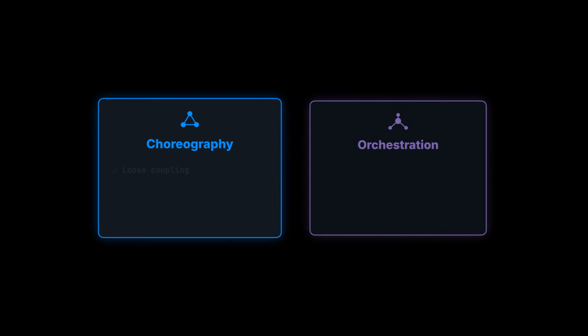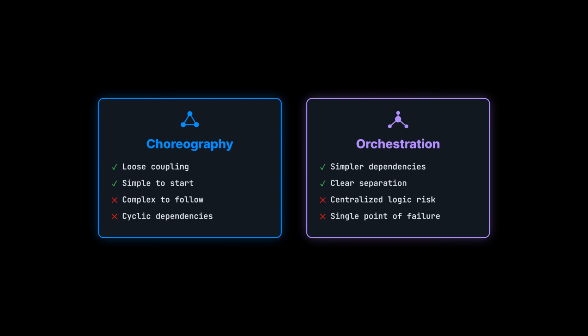So which one should you use? Choreography or orchestration? Honestly, there's no universally correct answer. Only the right answer for your system. Use choreography when your flow is simple, your team is small, and the number of services is low. Use orchestration when your flow is complex, when you need clear visibility, when debugging and monitoring matter. Most large organizations eventually reach for orchestration, and now you understand why.